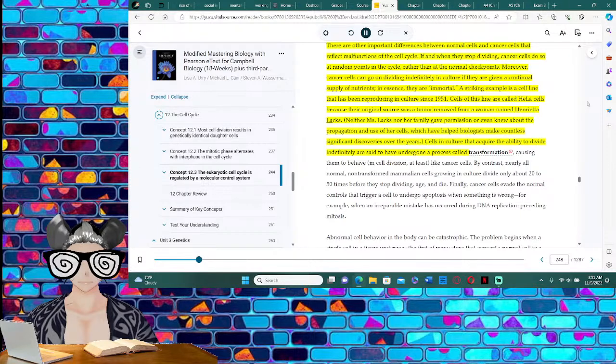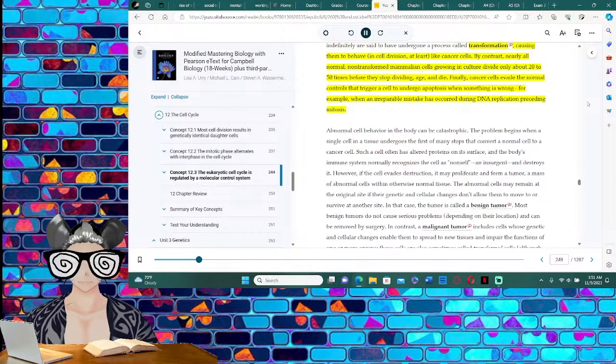Cells in culture that acquire the ability to divide indefinitely are said to have undergone a process called transformation, causing them to behave, in cell division, at least, like cancer cells. By contrast, nearly all normal, non-transformed mammalian cells growing in culture divide only about 20 to 50 times before they stop dividing, age, and die.